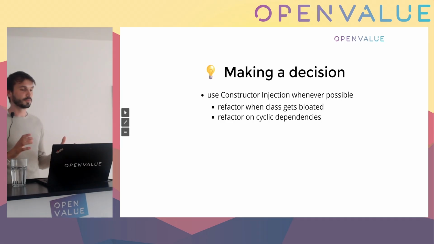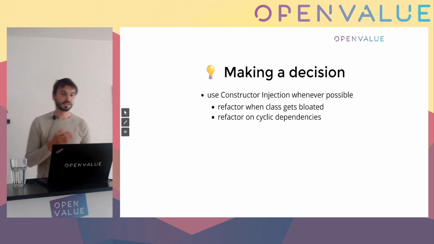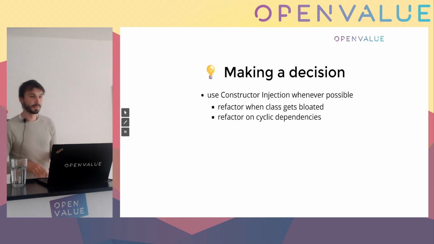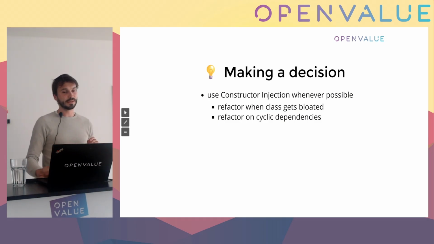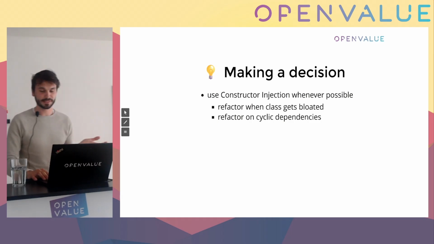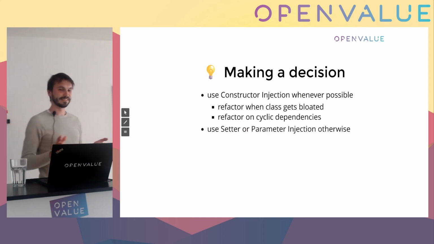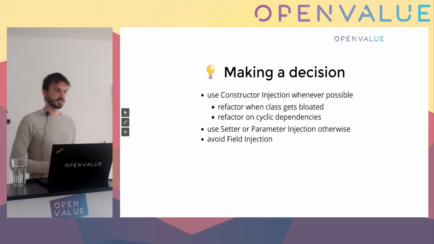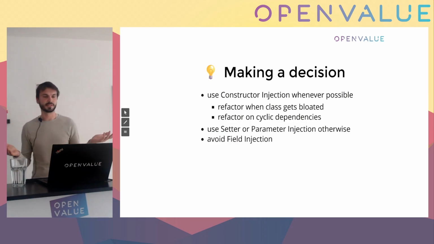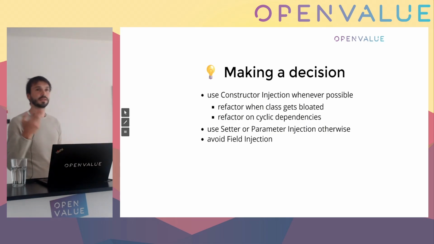And if you want to make a decision on what to use in the end, my suggestion is to always use constructor injection when you can. When it gets bloated, start refactoring. When you have a cyclic dependency, start refactoring. And otherwise, if you can't, or you're just lazy, or for whatever reasons, just use setter or parameter injection. And try to avoid field injection. Because, as I said, it has all the advantages of setter injection, but it's worse to test. You often rely on a framework, and it might make the test slow.